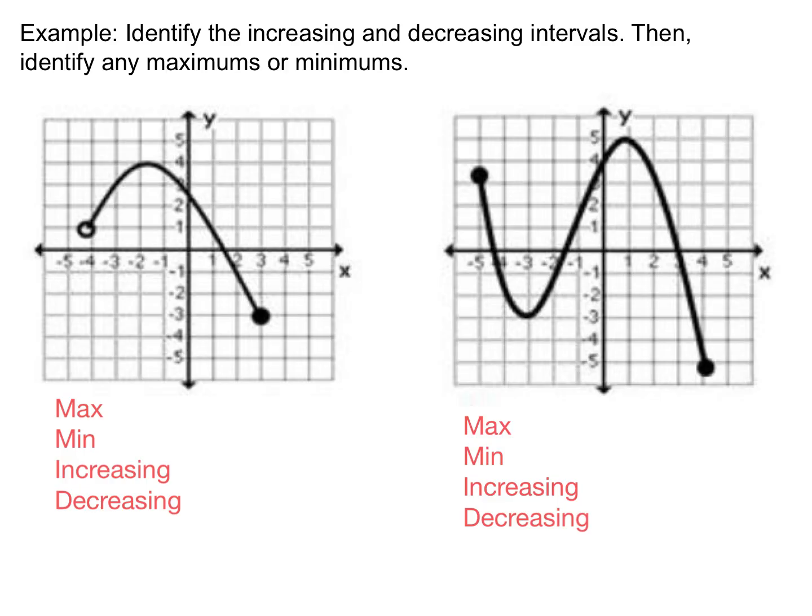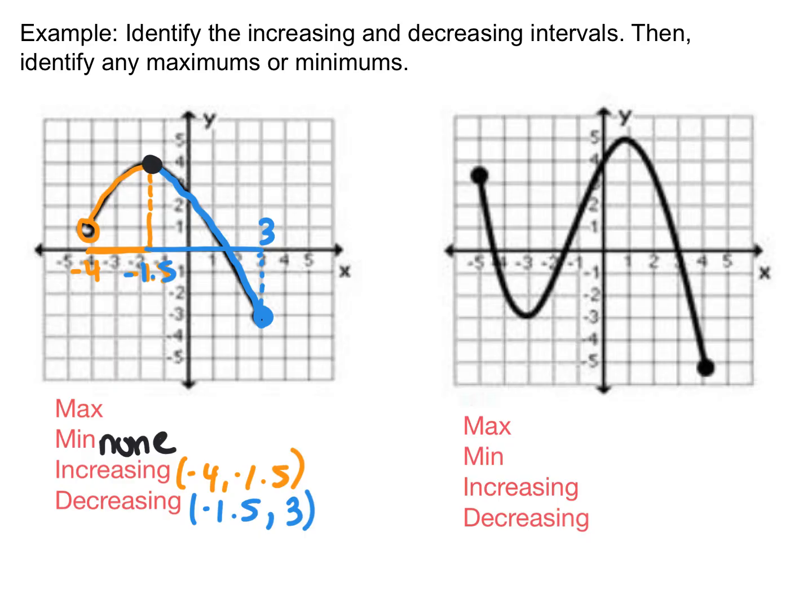In this example, I start by going uphill. So from this point here up until, I'll say right about here at -1.5, from -4 to -1.5, it's increasing. And then it goes downhill from -1.5 down to 3. So from -1.5 over to 3, it's decreasing. So parentheses -1.5 to 3. My minimum is none, but I have a maximum right here at -1.5 comma 4.